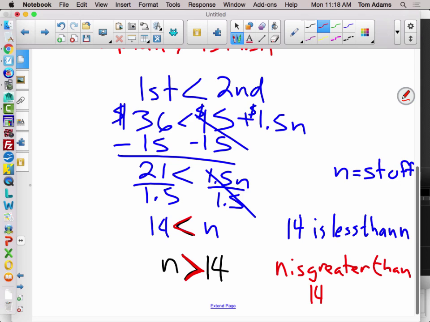So you'd have to rent at least, well actually, you have to rent 15 movies. Right? 14 wouldn't cut it. If you rented 14 movies, they would equal. I don't have an equal symbol in my inequality symbol. Well, you can't rent 14 and a half movies. It's a discrete value. You can only rent 15 or 16. It has to be a countable number, right? Does that make sense to you guys?